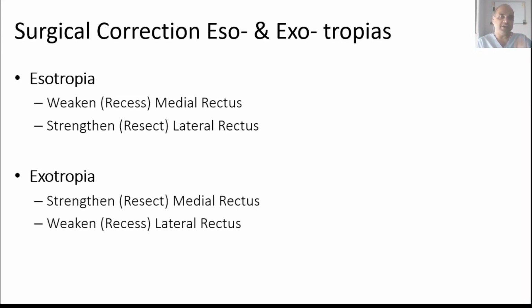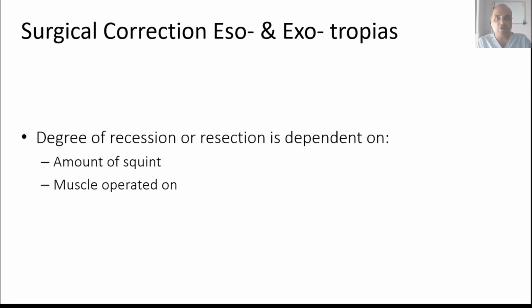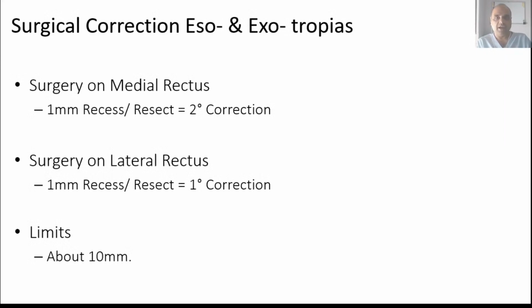Conversely, if the eye is turned outwards, exotropia, we would like to strengthen the medial rectus and weaken the lateral rectus. How much to correct, meaning how much recession or resection to do, would depend upon the amount of squint and the muscle that's operated on. The rule of thumb is that if you're operating on the medial rectus muscle, 1 millimeter of recession or resection gives you 2 degrees of correction.